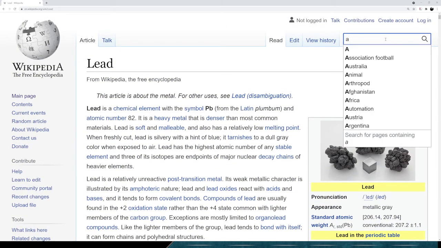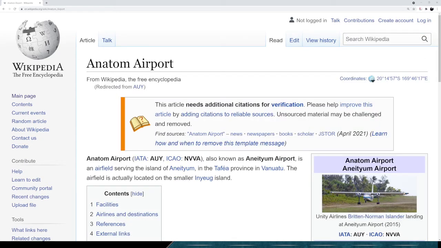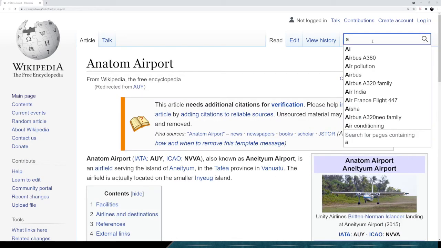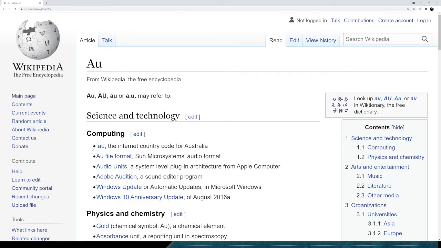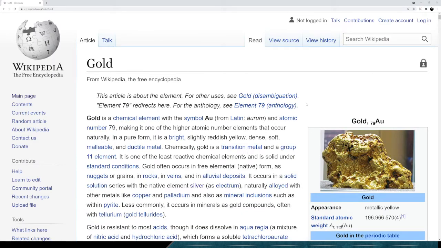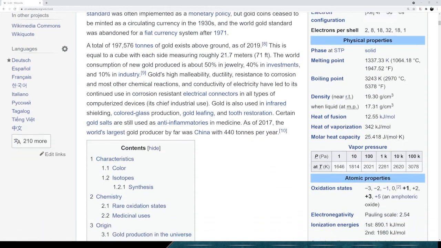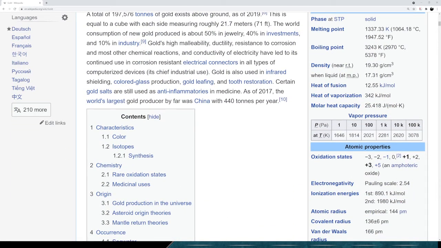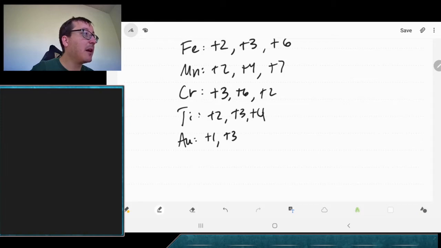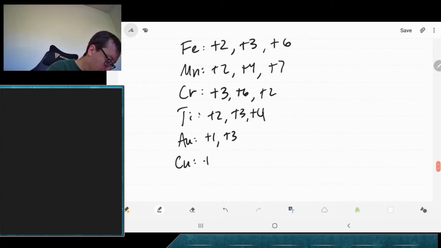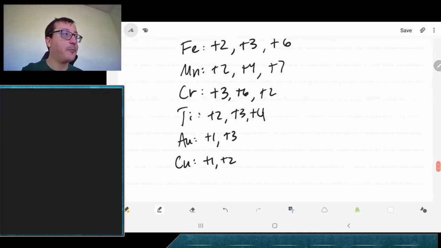Let's see, gold. Not gold. I guess I could say AU. Oh, not AUY. Okay, apparently I have to actually go to gold. Okay. If we look at gold, +1, +3 are its most common. So again, all over the place. There is no way for us to kind of make patterns of it right now. Copper, only +1 and +2. Never know.